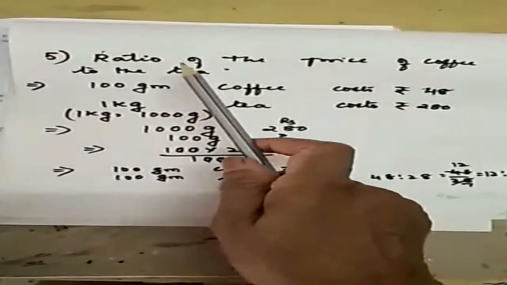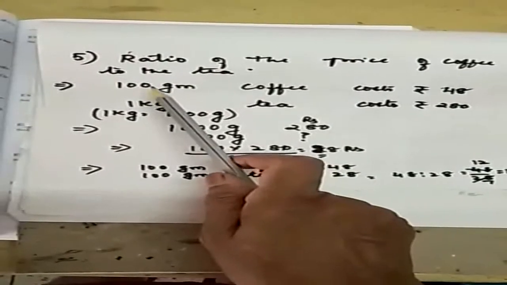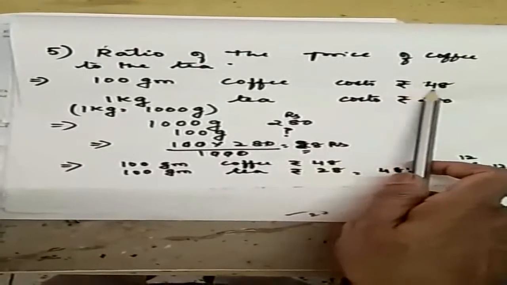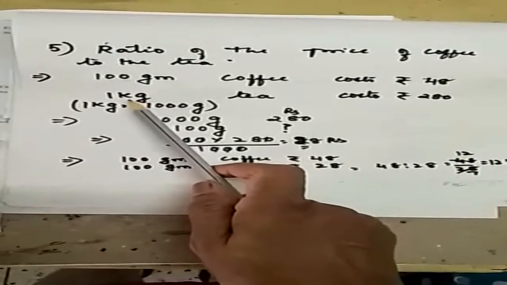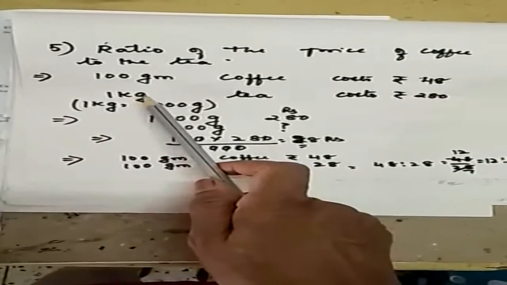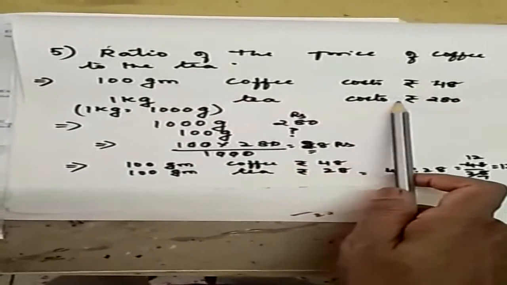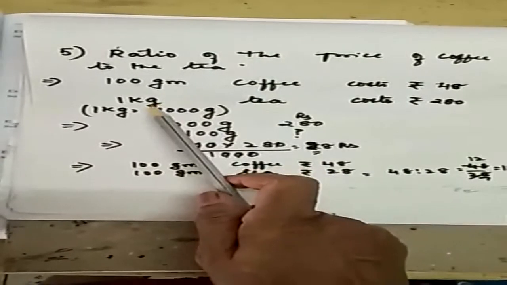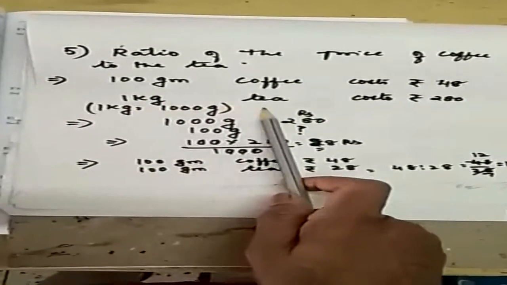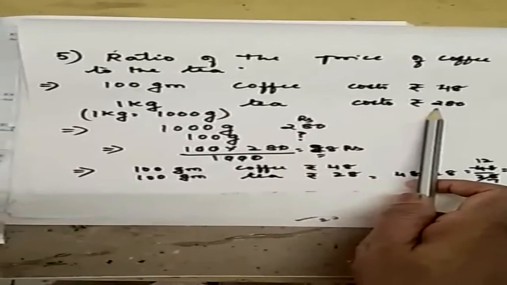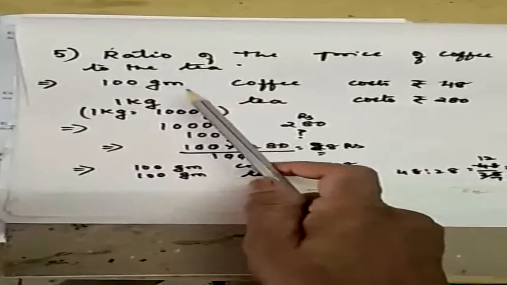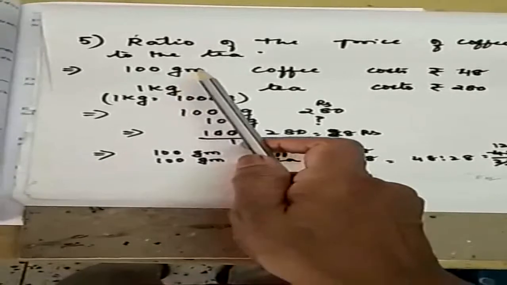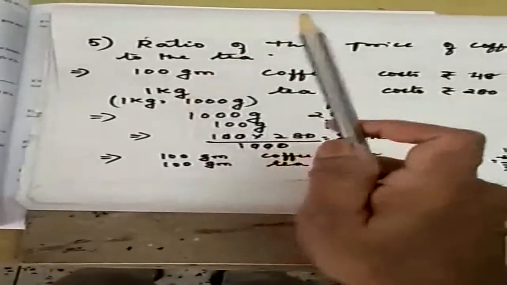Now what is given in the question here? 100 gram of coffee costs rupees how much? 48. Per kilogram means what? 1 kilogram. So tea is costing rupees 280 per kilogram. So 1 kilogram of tea costs rupees how much? 280. Now both, one is in gram, another is in kilogram. First you have to make both in the same units.